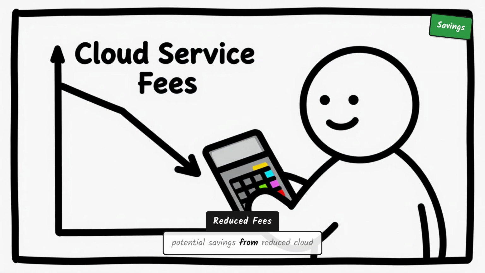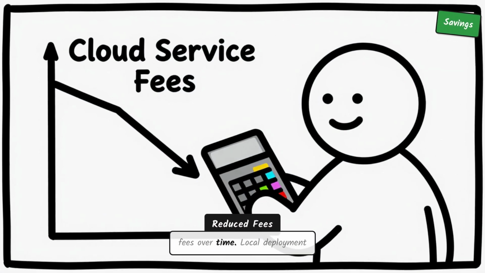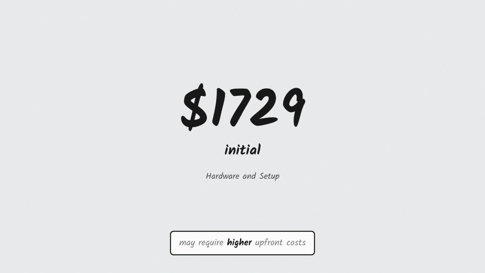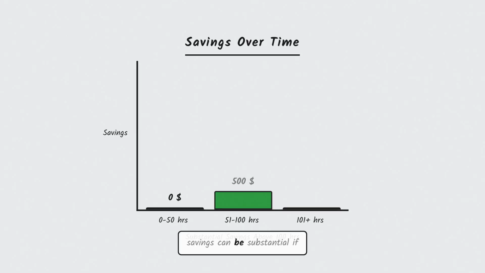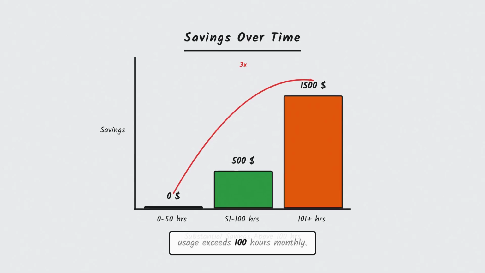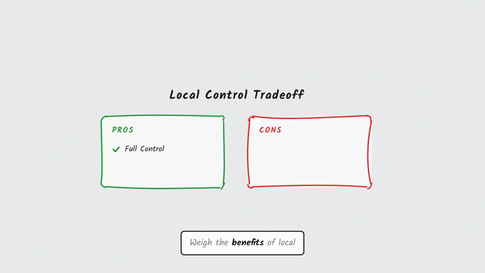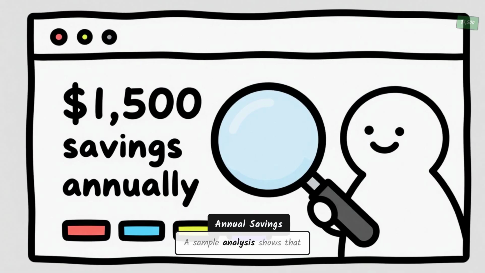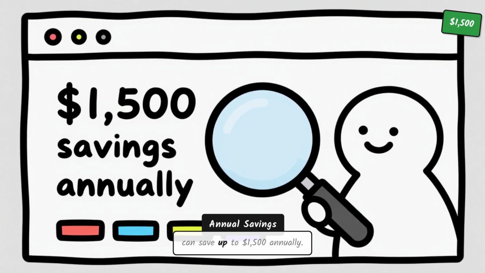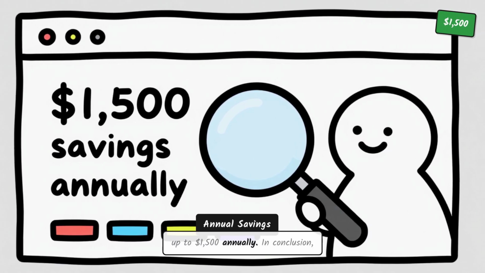Consider potential savings from reduced cloud service fees over time. Local deployment may require higher upfront costs for hardware and setup. Long-term savings can be substantial if usage exceeds 100 hours monthly. Weigh the benefits of local control against potential higher energy costs. A sample analysis shows that local deployment can save up to $1,500 annually.